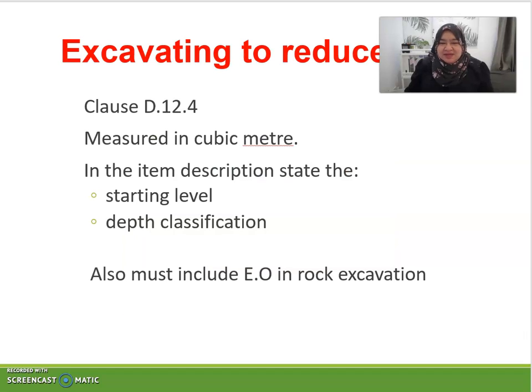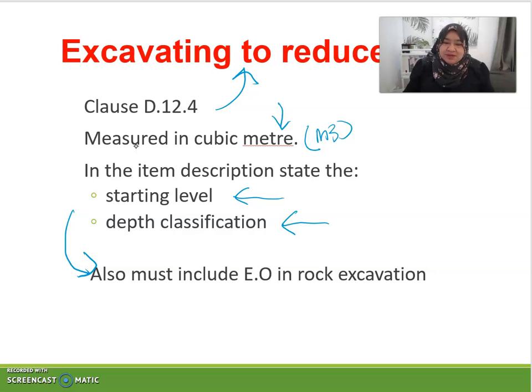Section D 12.4 is excavation to reduce level. And the measurement for this item is meter cube. In your description, you need to state the starting level, and also the depth and classification of excavation. So please remember, if you have this item, definitely you need to have an item for extra over in rock excavation as well. So you have to allow that under a different description.